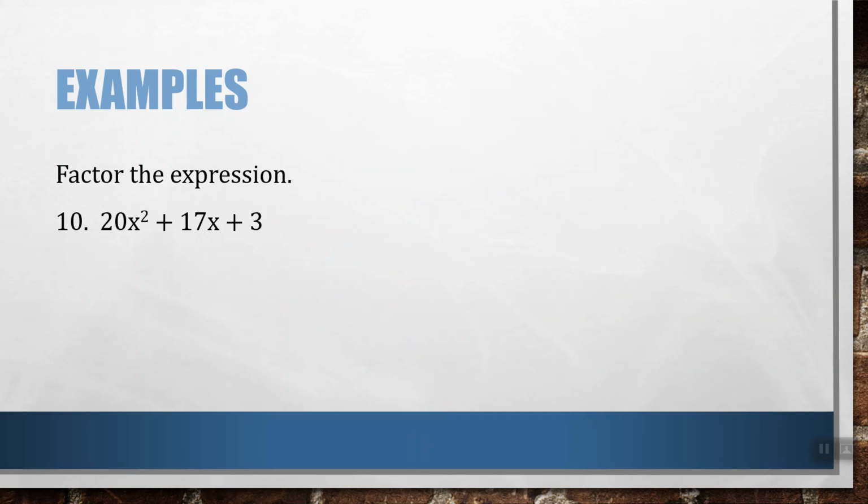Number 10, 20x squared plus 17x plus 3. Nothing can come out of any of these terms. There's no greatest common factor. 17 is prime, 3 is prime. So we're just going to have to list the factors of 20: 1 and 20, 2 and 10, 4 and 5. Our only factors of 3 are 1 and 3.